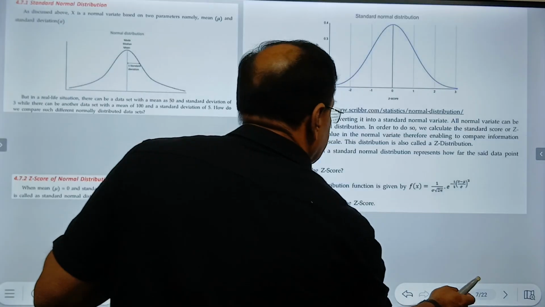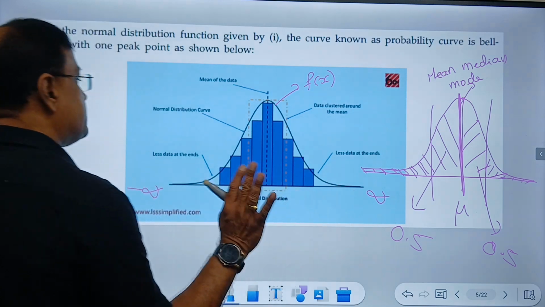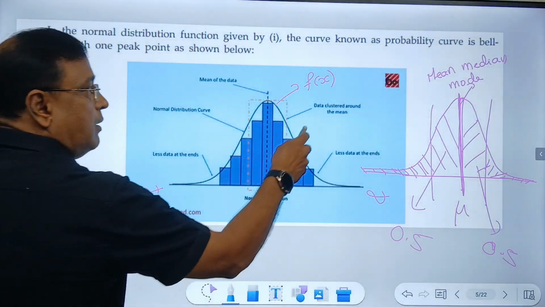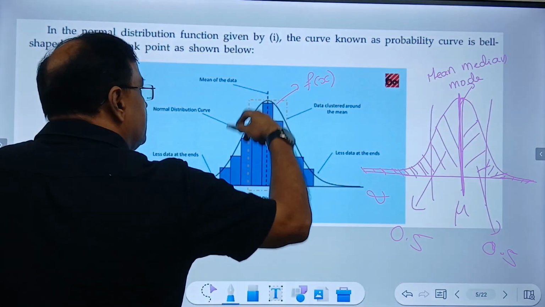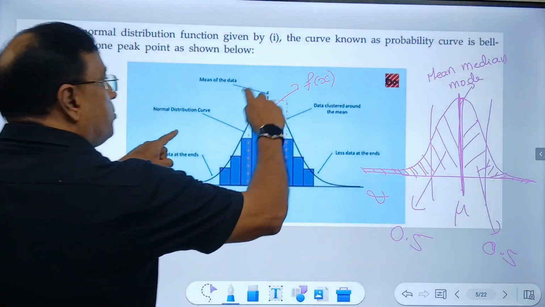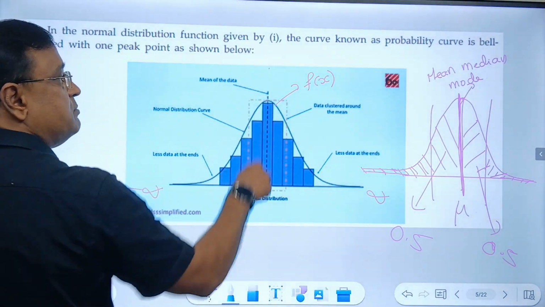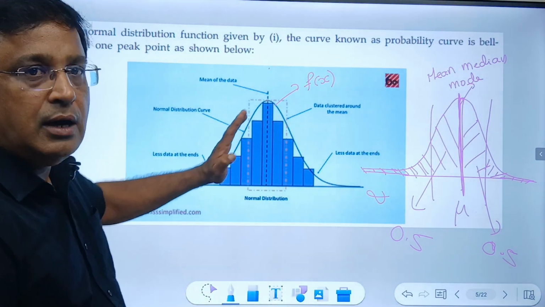That is why in this table, it is very beautifully explained. Less data at the ends, data is clustered somewhere in the middle, and this is a normal distribution curve, and this is the axis of symmetry, where the mean is the axis of symmetry.